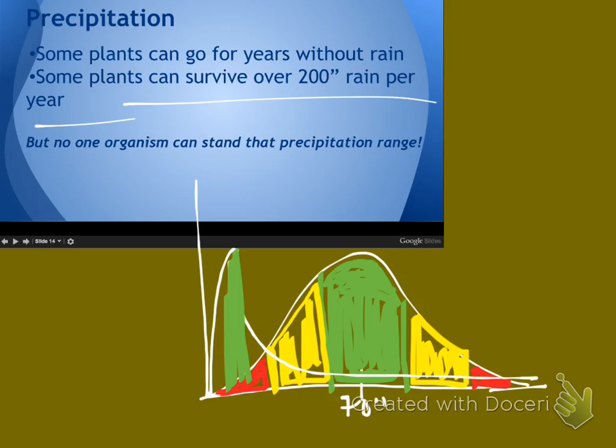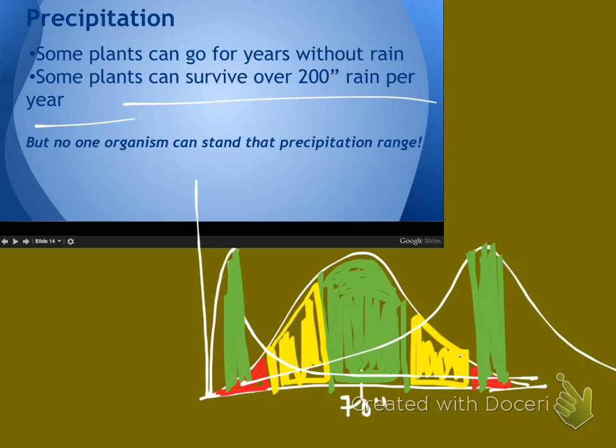What about a plant that grows in the rainforest of the Pacific Northwest? Where would its peak on its tolerance curve be? Up on the other end. It's going to be something like this. So it's going to have a tolerance curve that's up there.